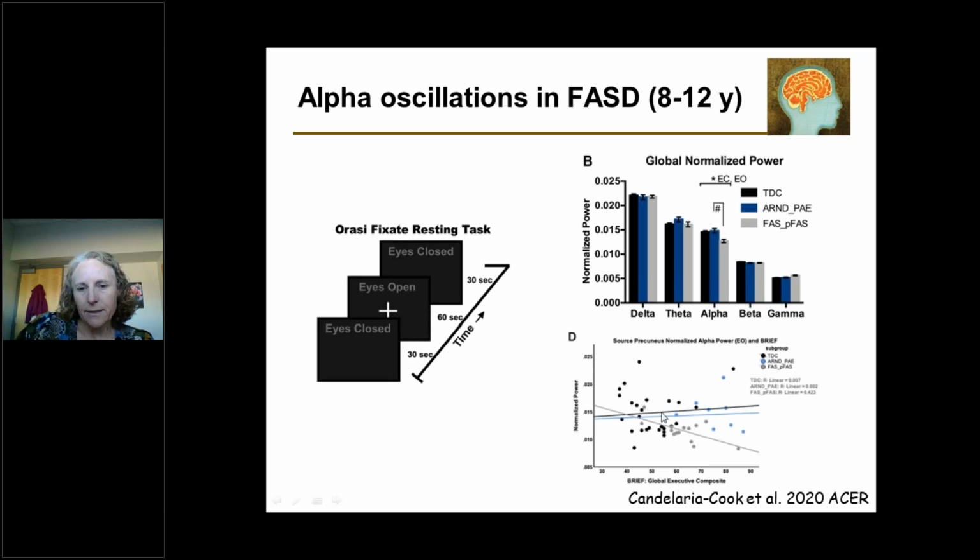But there are also some correlations with behavior. So this is now the BRIEF, which is a questionnaire for the parents asking about executive function abilities in the children. And there were correlations, especially with the kids with FASD, in alpha power. And in this case, decreased alpha power was related to increased executive function score. And the norm is 50, and so this is problematic.